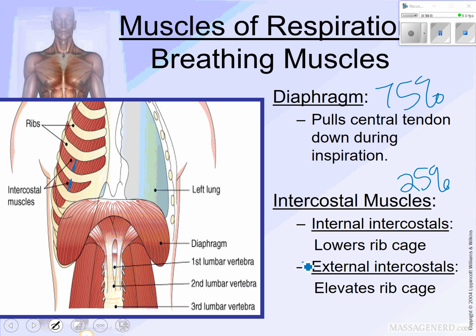The diaphragm also, remember, is going to pull the central tendon down during inspiration. It separates your thoracic cavity from your abdominal cavity, and it's a dome-shaped muscle. So when you exhale, your diaphragm is going to be dome-shaped. When you inhale, it's going to be flat.